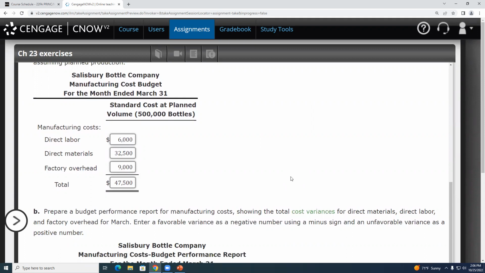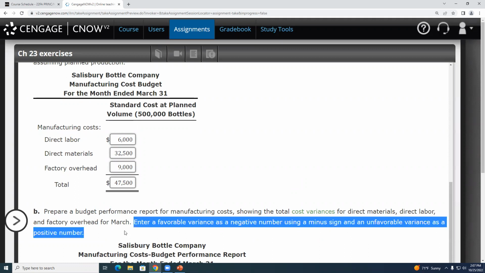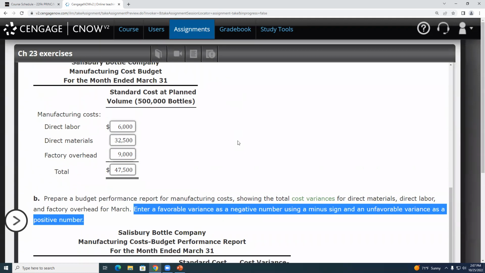And then we're asked in letter B to prepare a budget performance report for manufacturing costs, showing the total cost variances for each one of the 3 product component costs. We are asked, this is important, as you know, the software will tell us when it's necessary to use a negative. And it asks us to enter a favorable variance as a negative number. What that means is we spent less than we had expected according to the standard. That would be a favorable variance. We saved money and we're showing that as a negative.